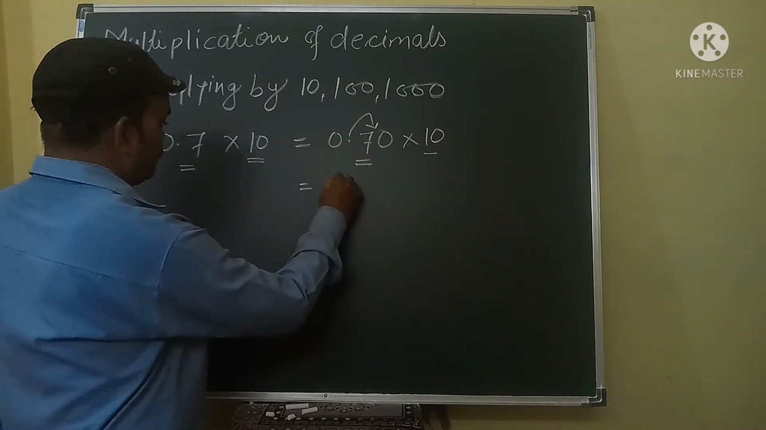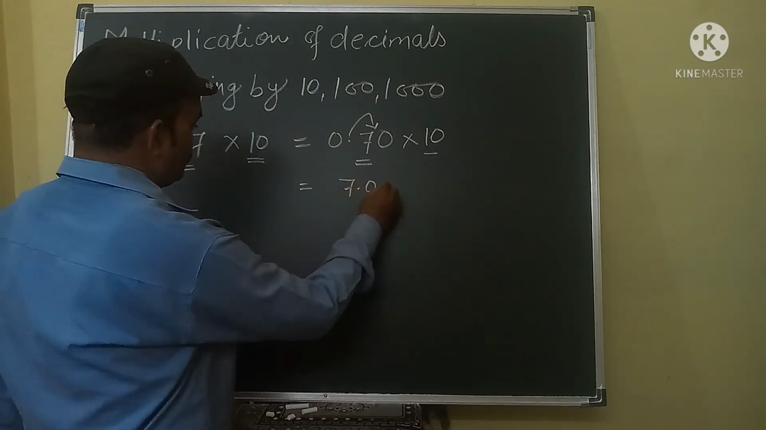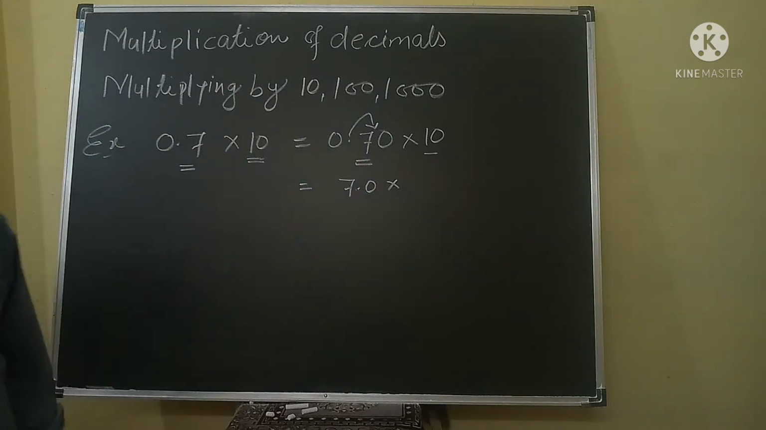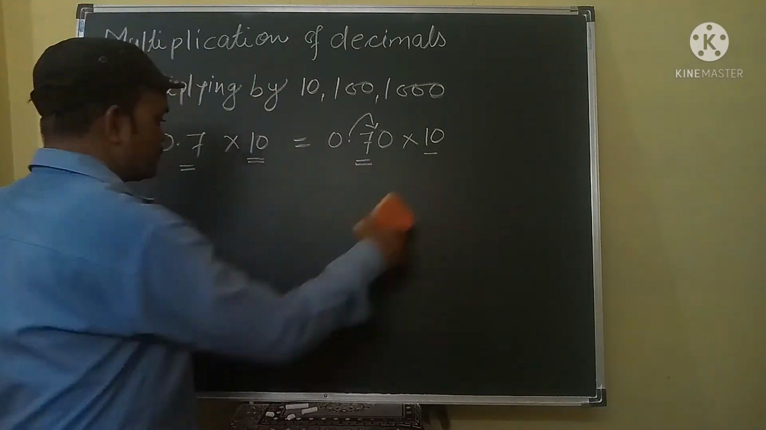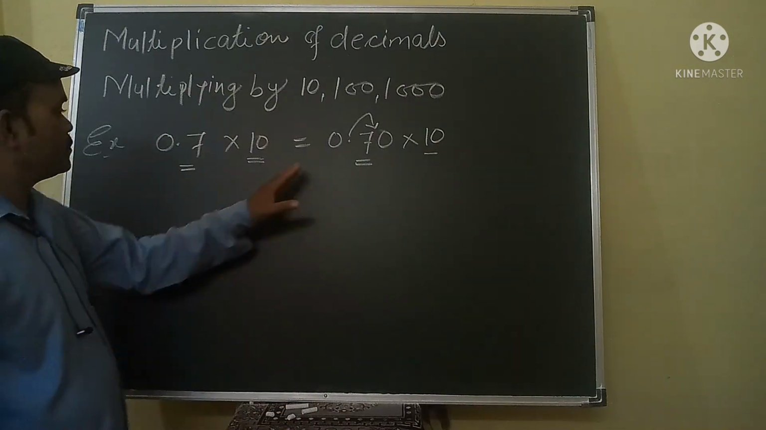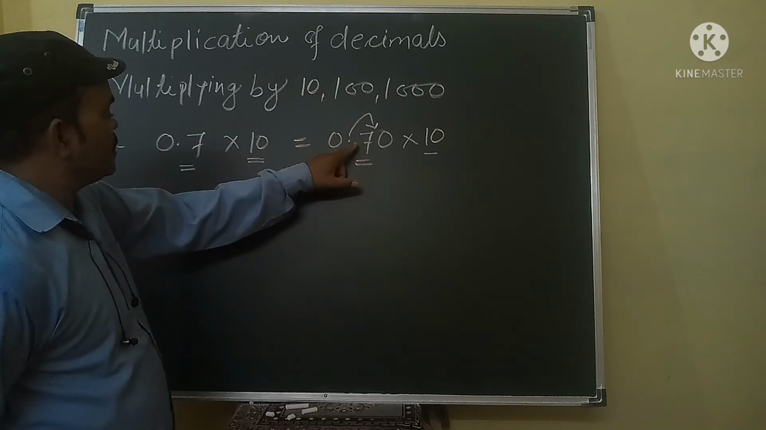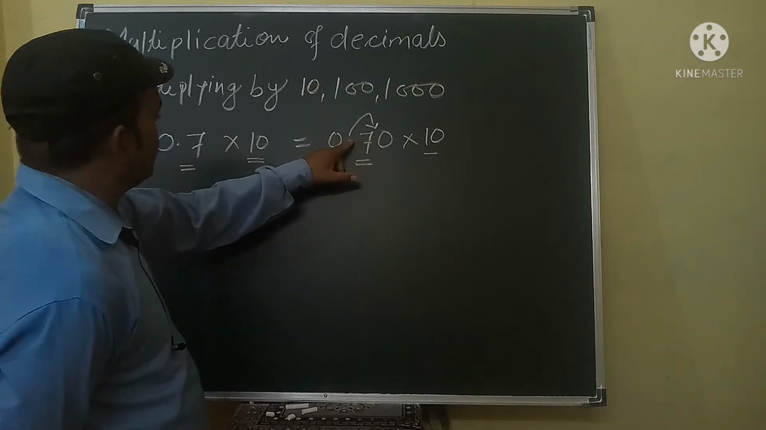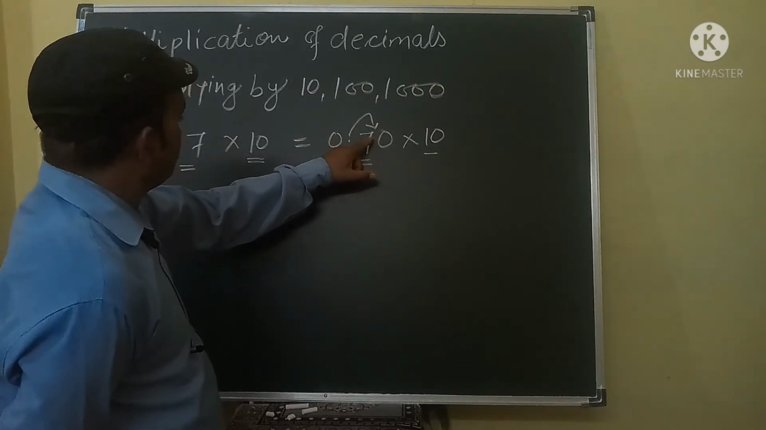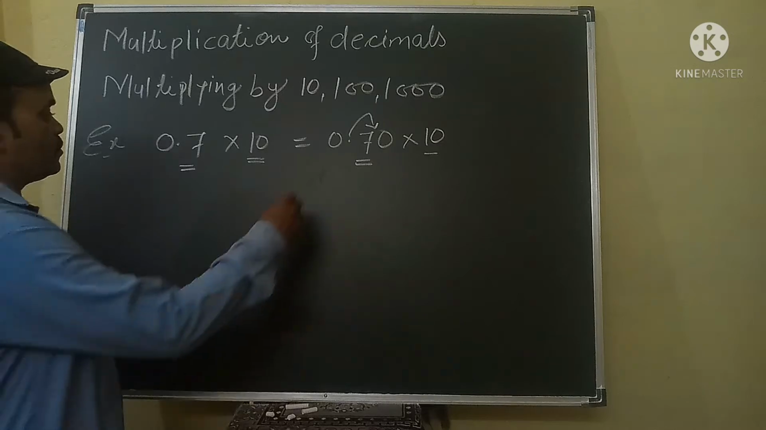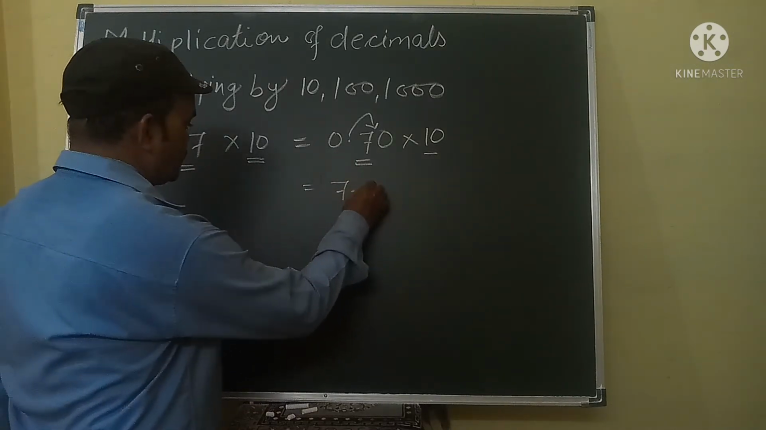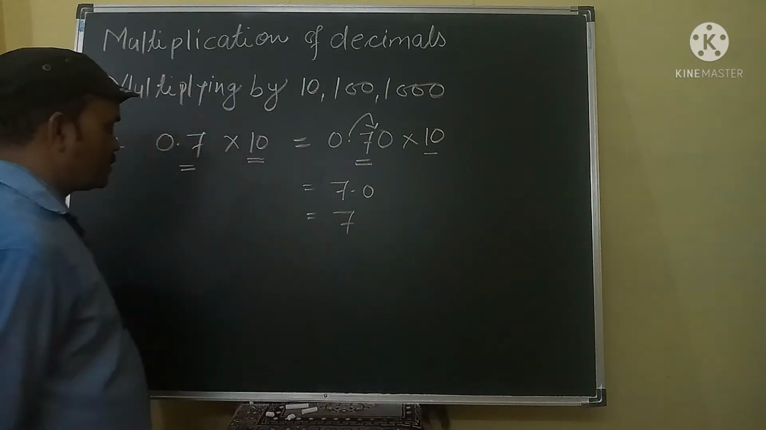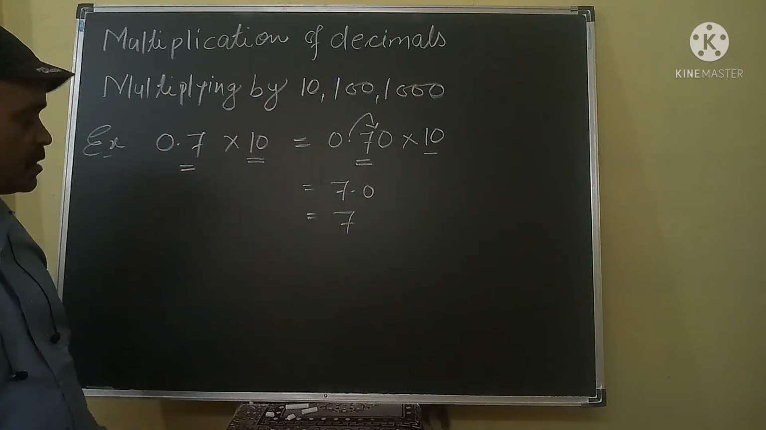So there will be 7.0. After moving the decimal point, we will get the new position of the decimal. So it will give you 7.0. Okay, 7.0 means 7. This is the required answer.